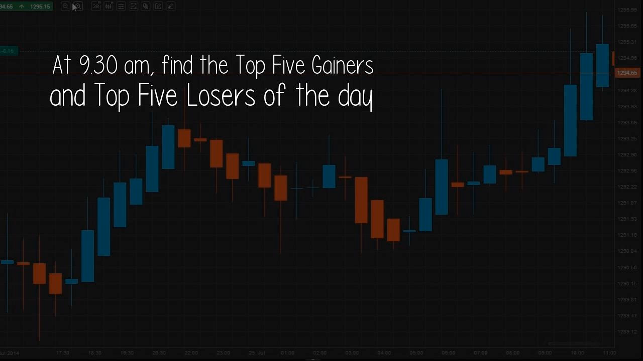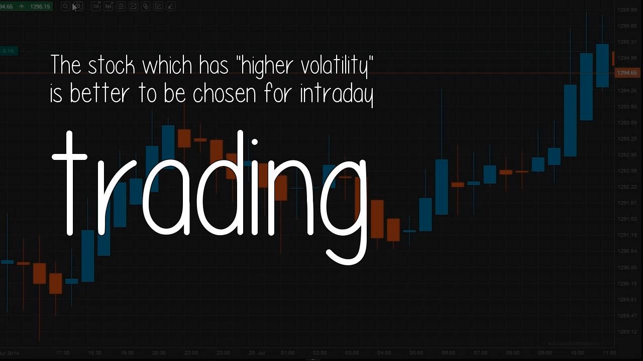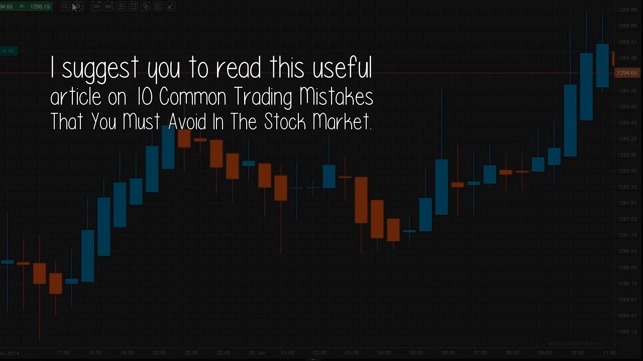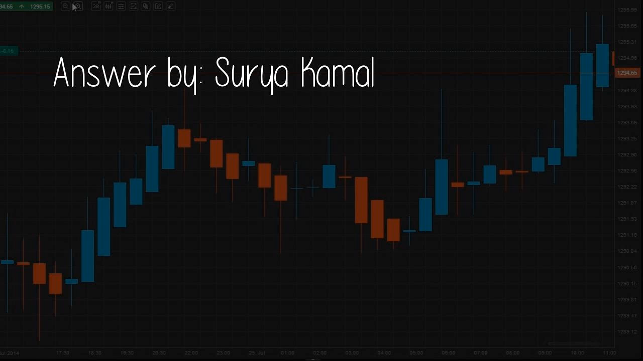At 9:30 a.m., find the top 5 gainers and top 5 losers of the day. The stock which has higher volatility is better to be chosen for intraday trading. These stocks, when blended with technical analysis factors such as risk-reward ratio, trading by the trend etc., can be used for intraday trading. I suggest you read this useful article on 10 common trading mistakes that you must avoid in the stock market.